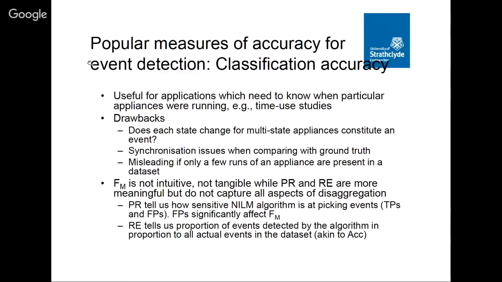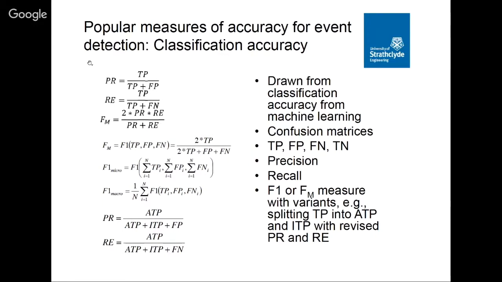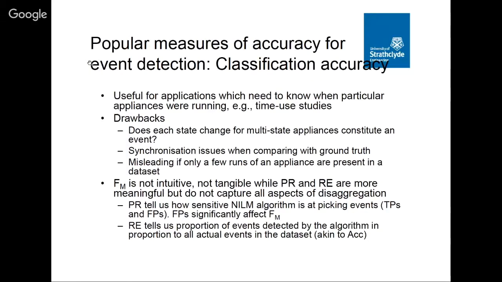So F measure in its own right is not intuitive. Precision and recall can be a bit more meaningful. Do you want to break it down to that level? Precision tells us how sensitive a NILM algorithm is at picking events. So at the top here, it's the true positives, the events that actually happened, over all events actually detected. Or you can go for recall, the events that happened over all events that have actually happened, true positives and false negatives. I think the latter is a little bit more similar to ACC, so we want to know how much I picked out of what actually happened.